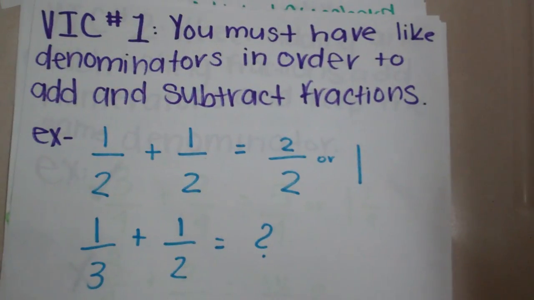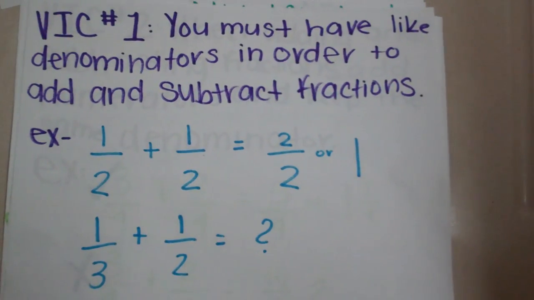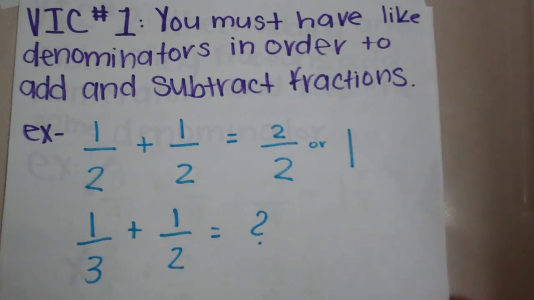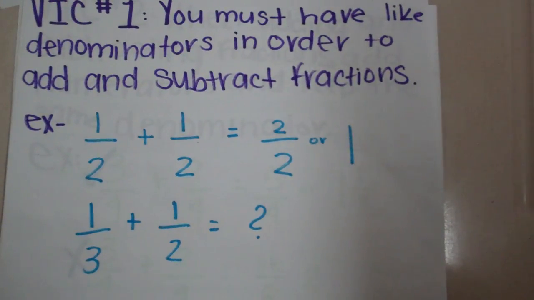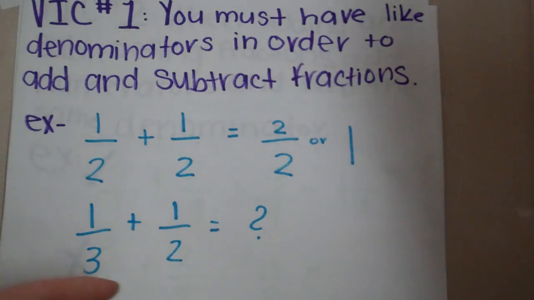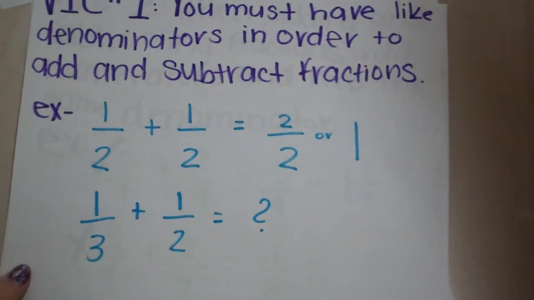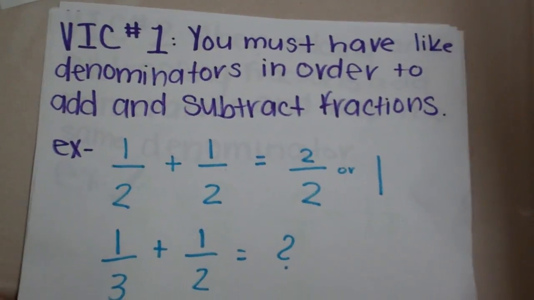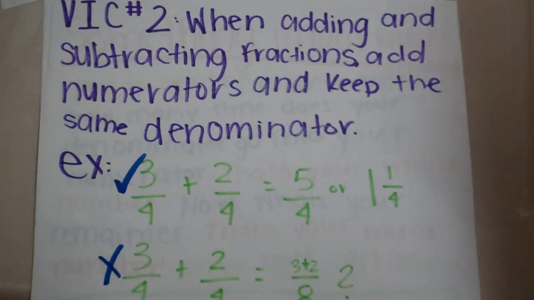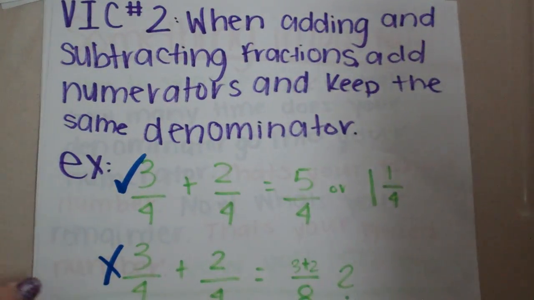1/2 plus 1/2 equals 2 over 2 or 1 whole. 1/3 plus 1/2, well, you can't do that because they don't have like denominators. So you would always have to find your like denominators first. When adding and subtracting fractions, add numerators and keep the same denominator.